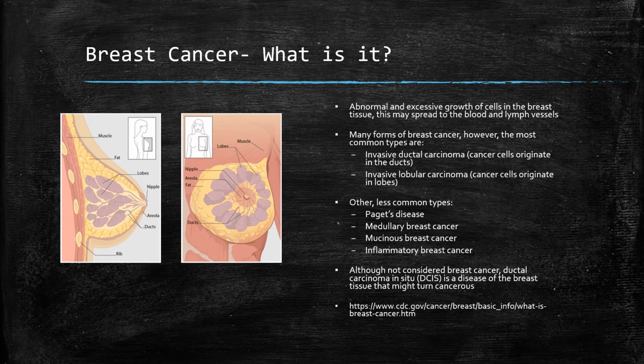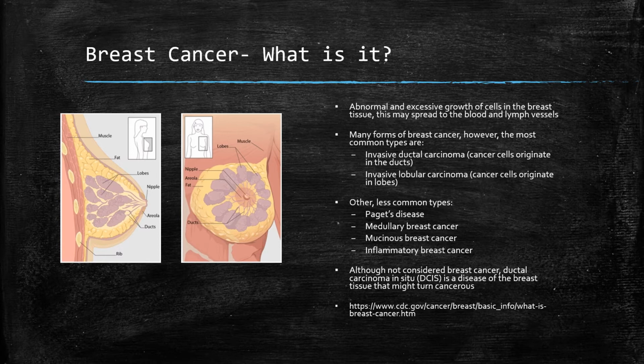What is breast cancer? Breast cancer is abnormal or excessive growth of cells in the breast tissue. This may spread to the blood and lymph vessels. When it spreads to other tissues, the blood or lymph vessels, this has become metastatic.